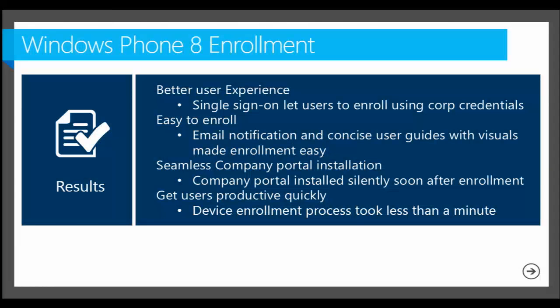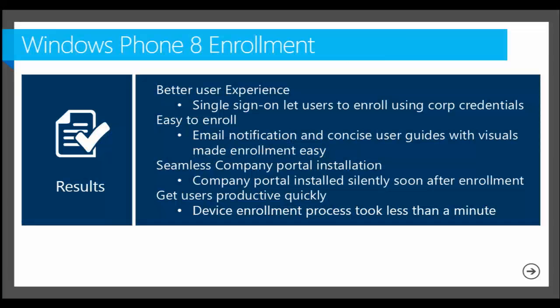So what are the things that helped us achieve these goals? First, Arun mentioned the single sign-on, which is available in the Windows Intune cloud service, and helped us achieve seamless enrollment. Users didn't have to remember a different user ID and password. They just have to remember their corp email address and corp password to enroll their device. The email notification and enrollment guides were very elaborate, with graphical screenshots, so users could easily follow them and enroll their device.